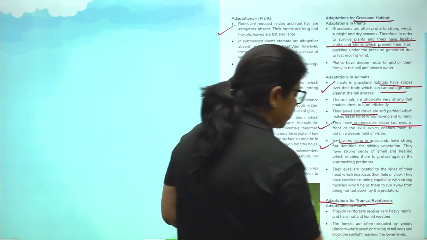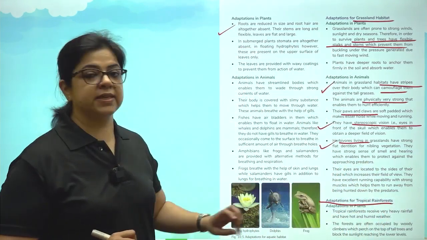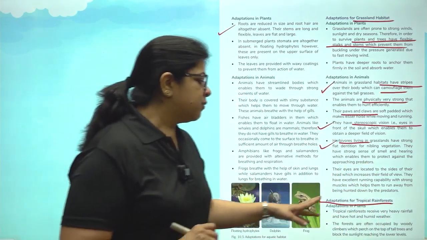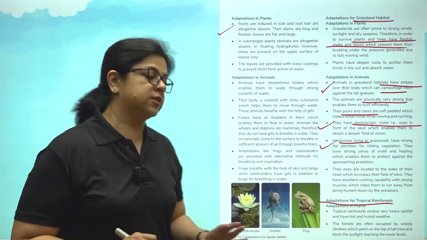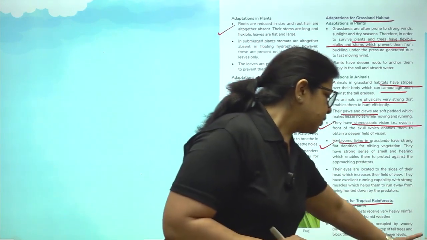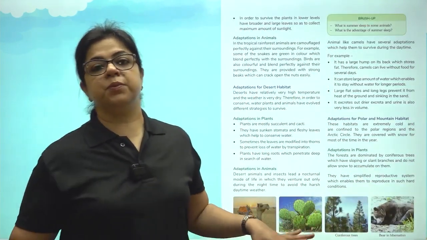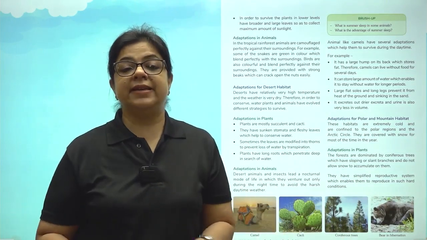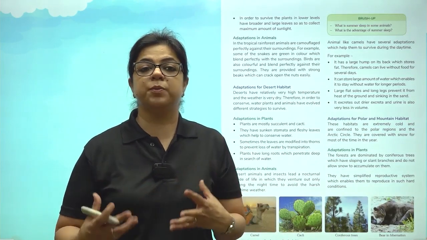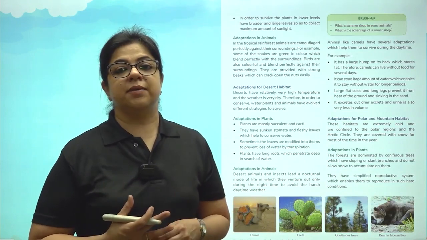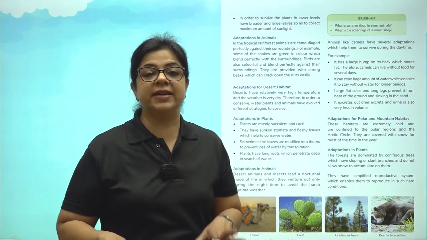Now let's talk about tropical rainforest. In tropical rainforest, which receive very heavy rainfalls, what is going to happen? The forest is going to be covered with many dead leaves and it is going to be very sticky all the time because sunlight does not reach there.